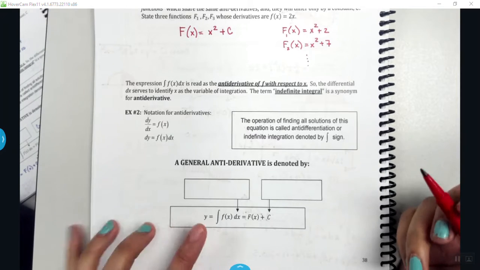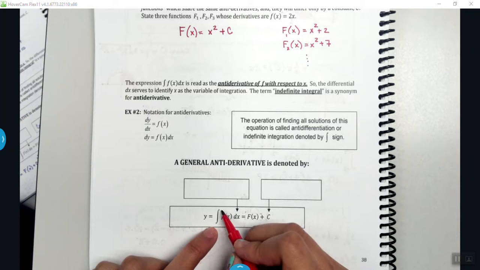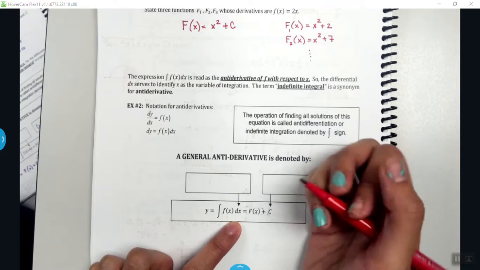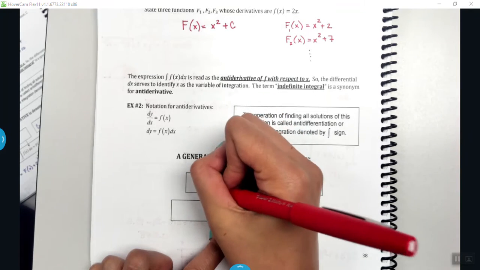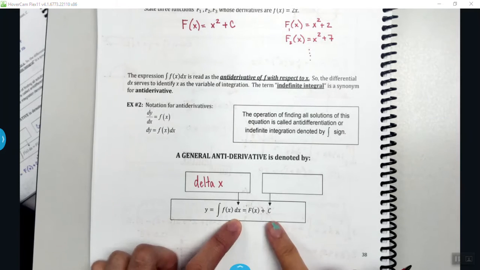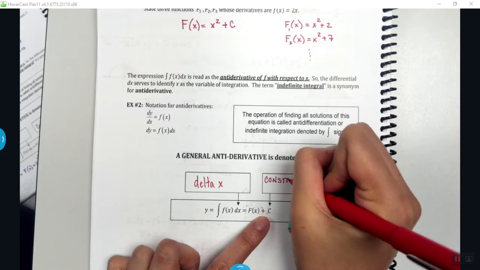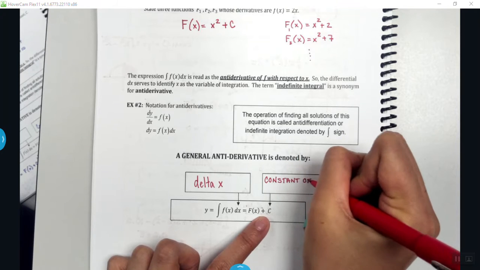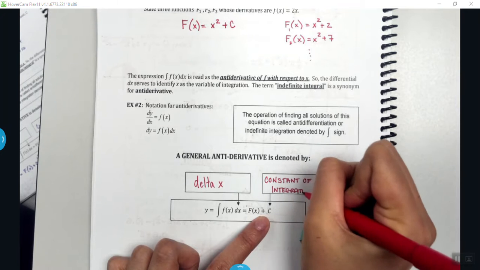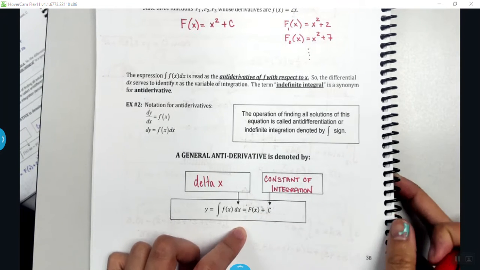Okay, so this is what your indefinite integral will look like. It just has no bounds. It's just f of x, and then this dx is your delta x still. And then the plus c is your constant of integration. Okay? All right, cool.